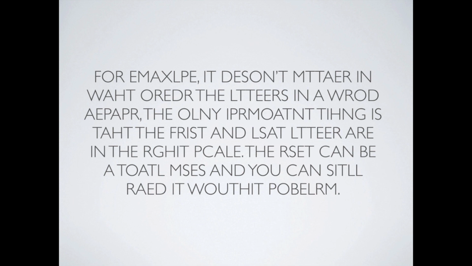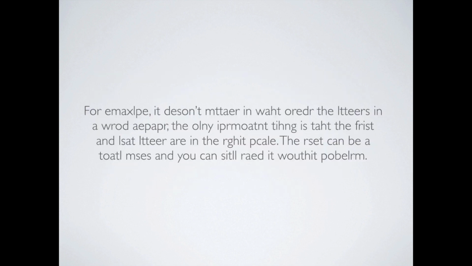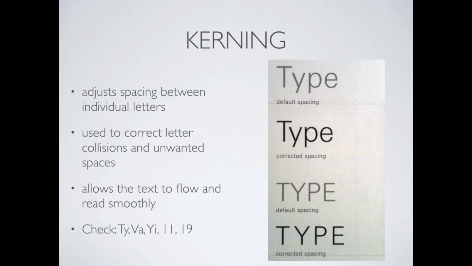So for example, it doesn't matter in what order the letters in a word appear. The only important thing is that the first and last letter are in the right place. This is hard to read, yes? Try reading it like this. For example, it doesn't matter in what order the letters in a word appear. The only important thing is that the first and last letters are in the right place. The rest can be a total mess, and you can still read it without a problem. It's a difference. So letter-to-letter recognition versus the lowercase letters, it's much easier to read the words and to think about it as words. And that obviously speeds up the reading.